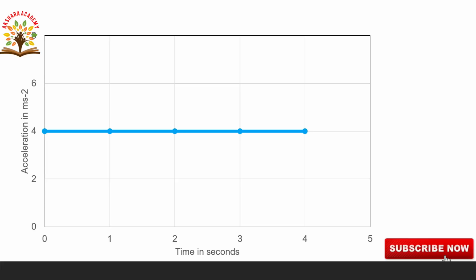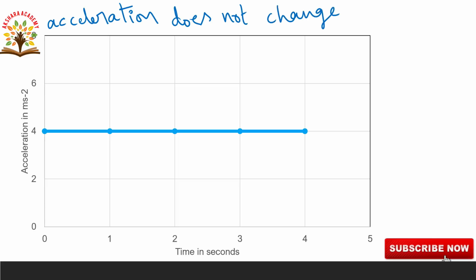So from this graph we can conclude that acceleration does not change, because acceleration is the same. The acceleration is not changing, and the velocity is variable.